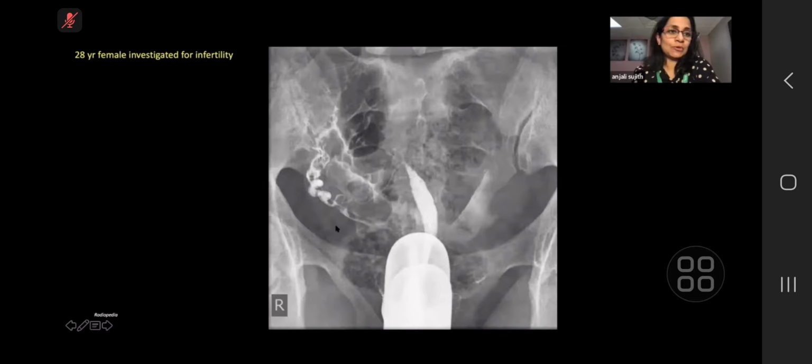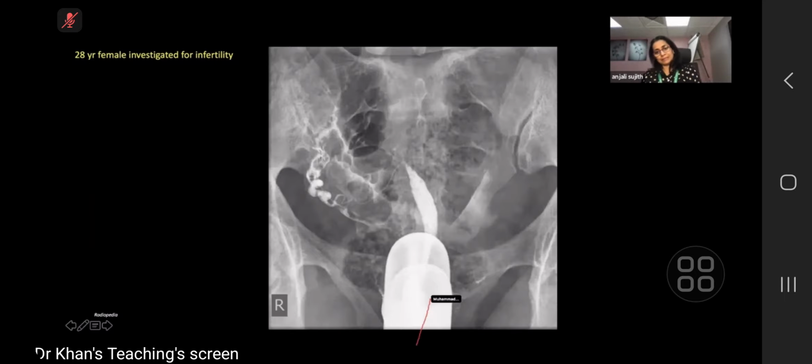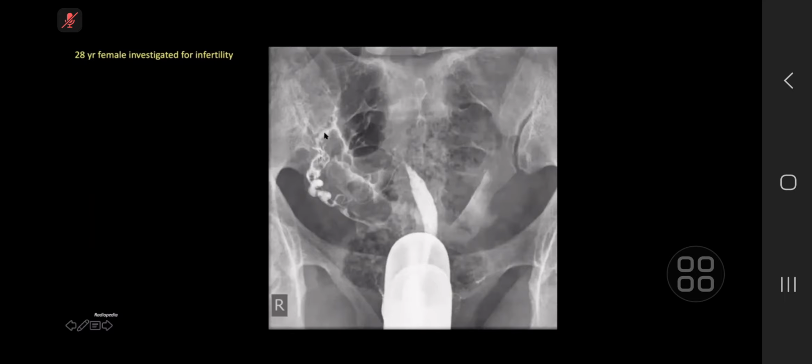So this is a 28-year-old female investigated for infertility. Can you describe? Okay. So I am presented with a hysterosalpingogram. I don't have a control, so this is where the speculum is already in and inferior at the vaginal os, and the cervical os has been cannulated and contrast has been instilled, and a single uterine cavity that is not normal, like not entirely complete.